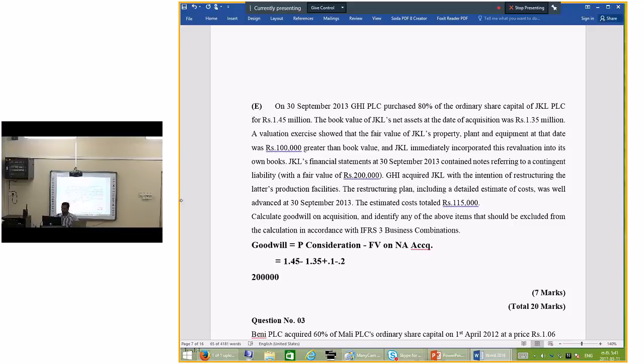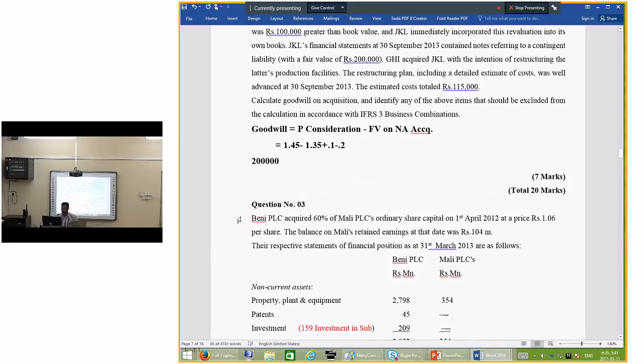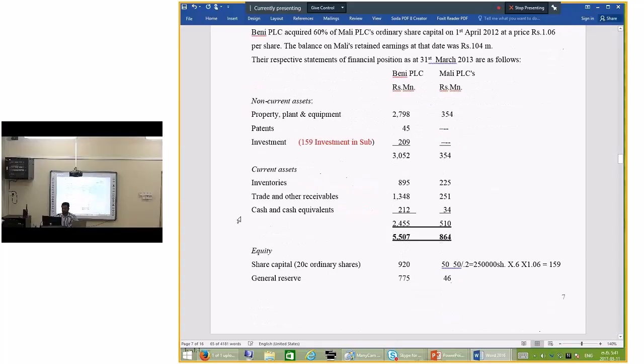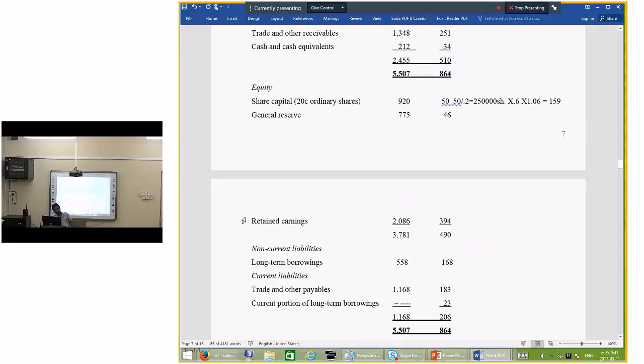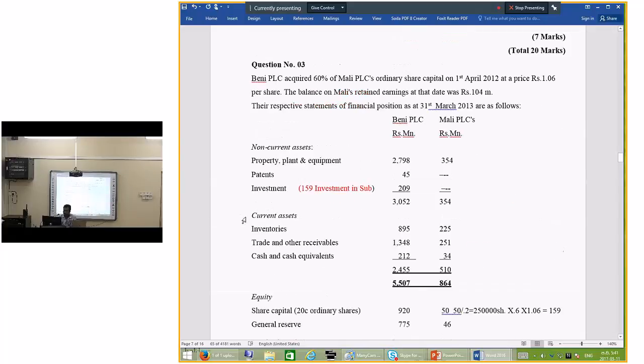Till now, we can't write on this. Otherwise, I'll write everything. And the restructuring plan, including details, estimated cost is 150,000. We don't take that. Goodwill, another thing. Then what is goodwill? 1.35 plus 0.1 minus 0.2, minus net assets on the acquisition date 1.45. It's 200,000. Very easy. It's quite difficult to read this, but I'll do at least a few adjustments related to this. Look at this question. We'll do only this question.